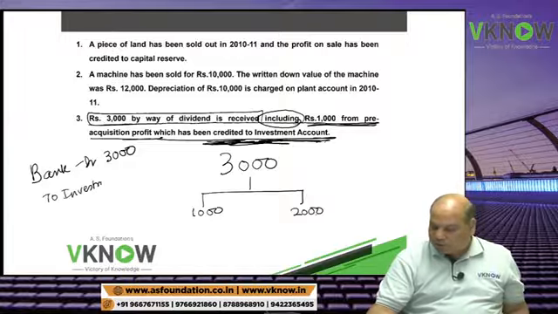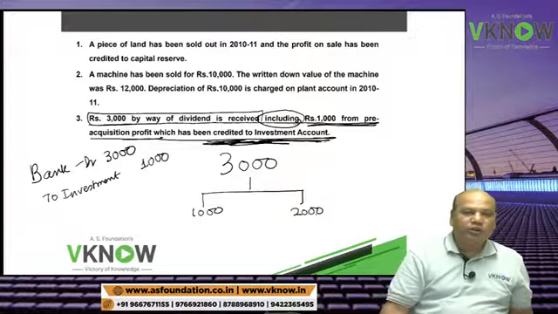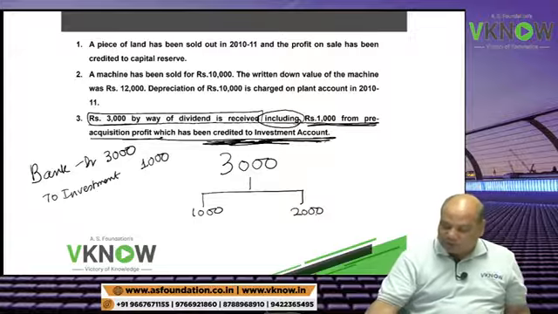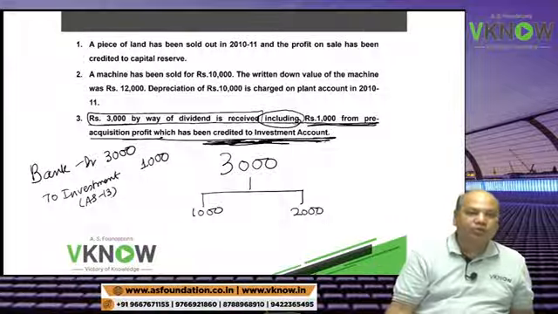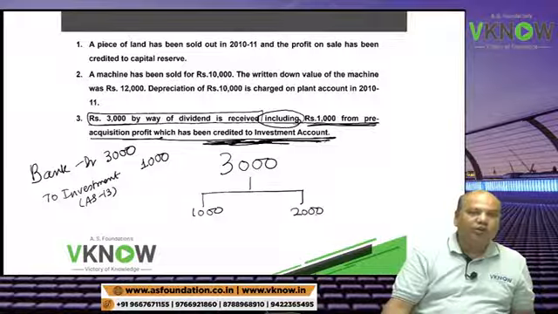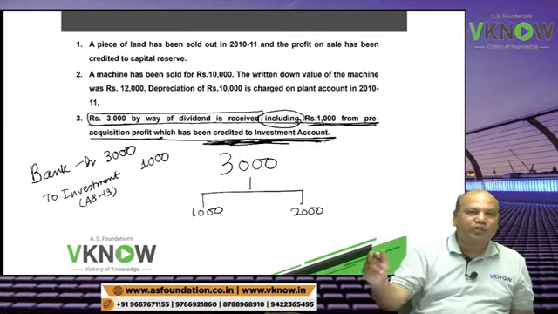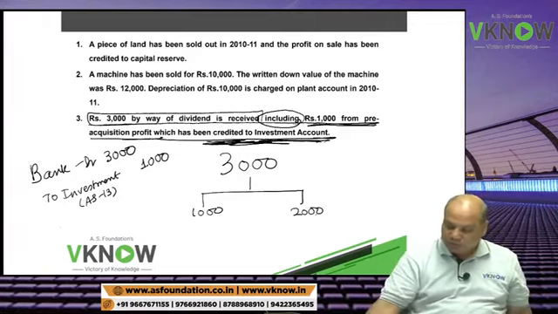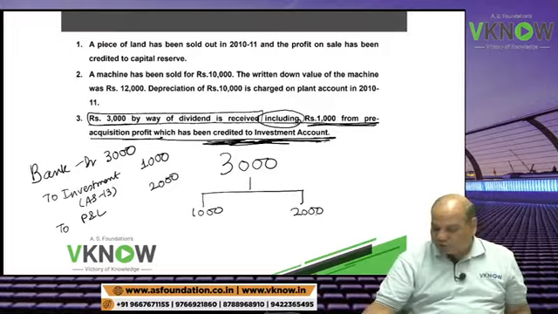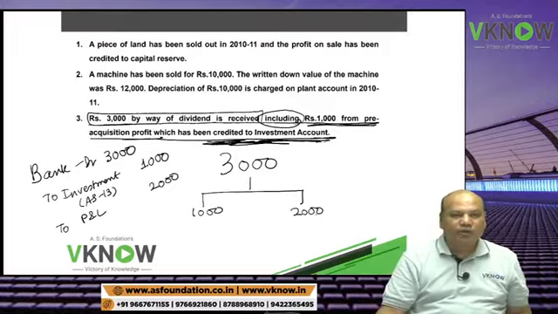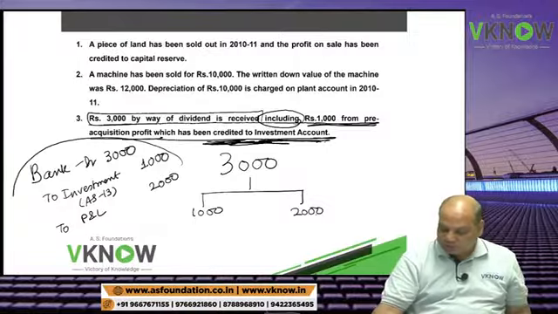Dividend out of pre-acquisition profit was 1,000. AS 13 is applicable here. Refer AS 13, we have solved 2 or 3 questions also. Investment accounting: dividend received out of pre-acquisition profit should be credited to investment account, which they have done, and to P&L account 2,000.